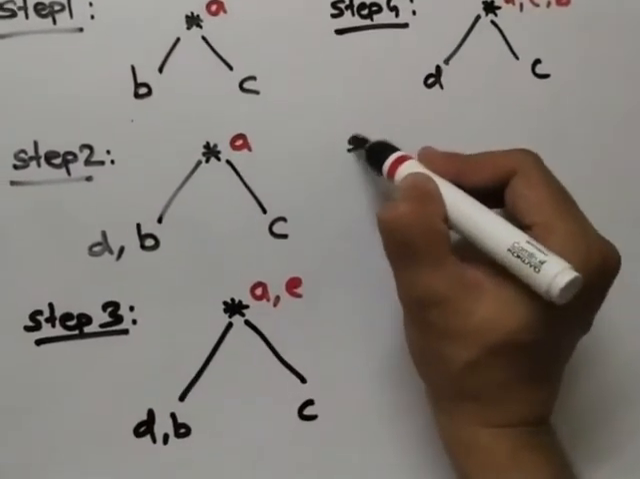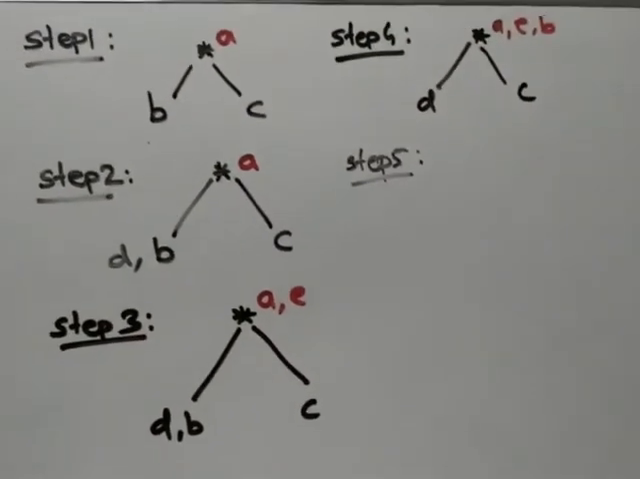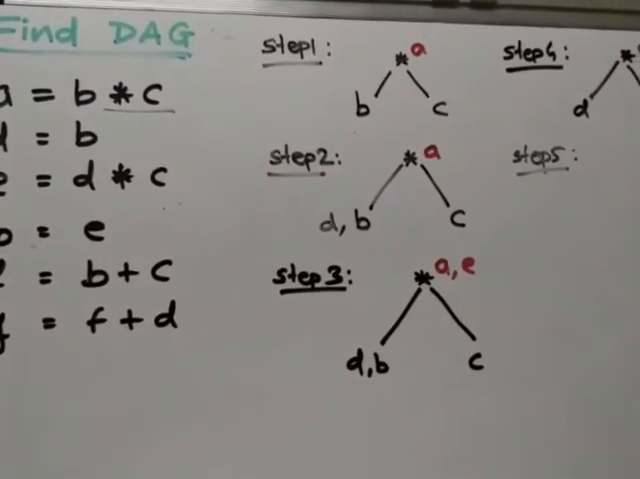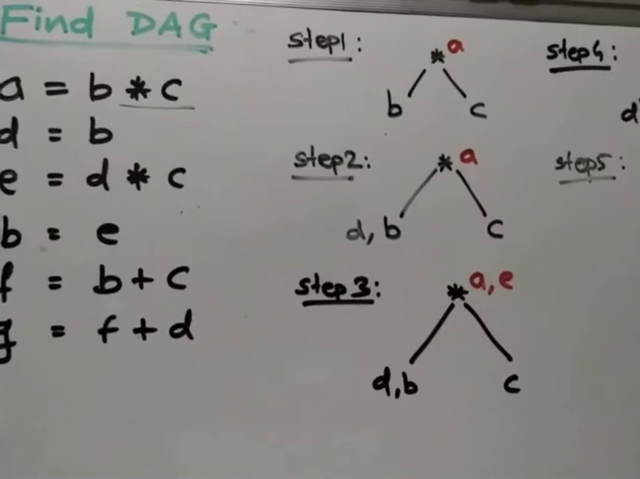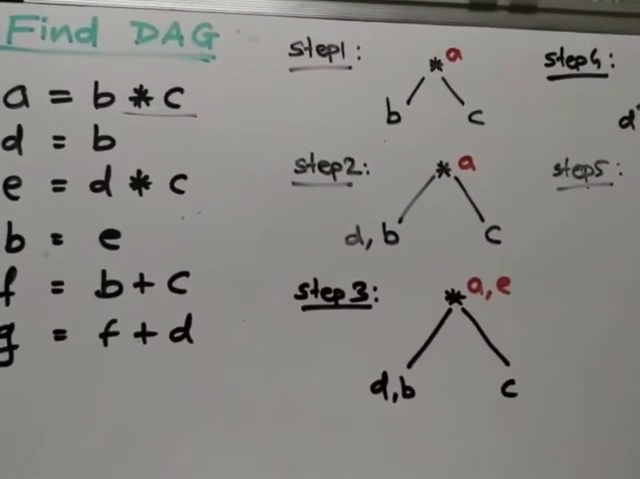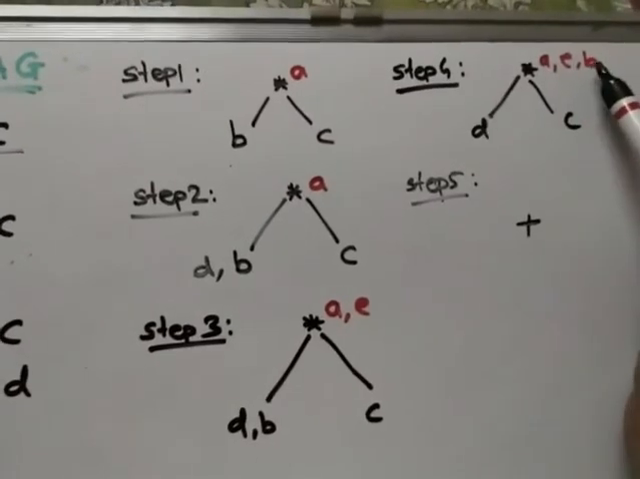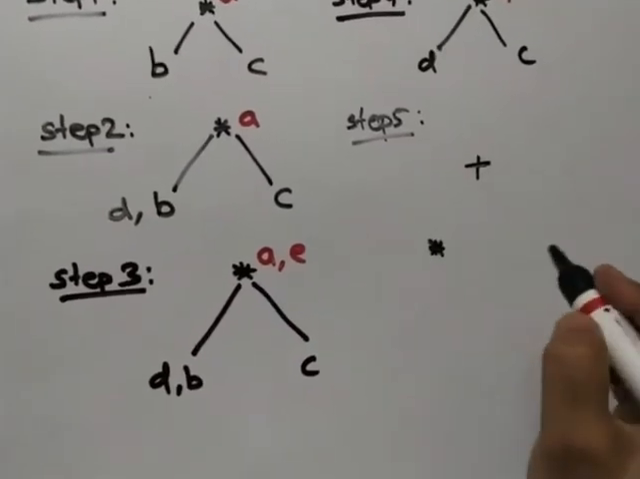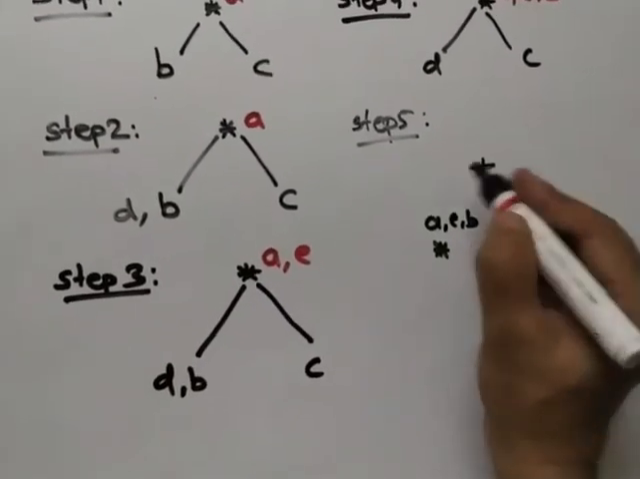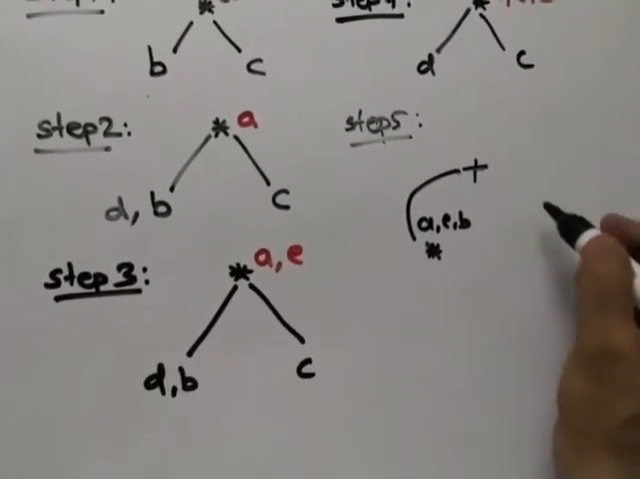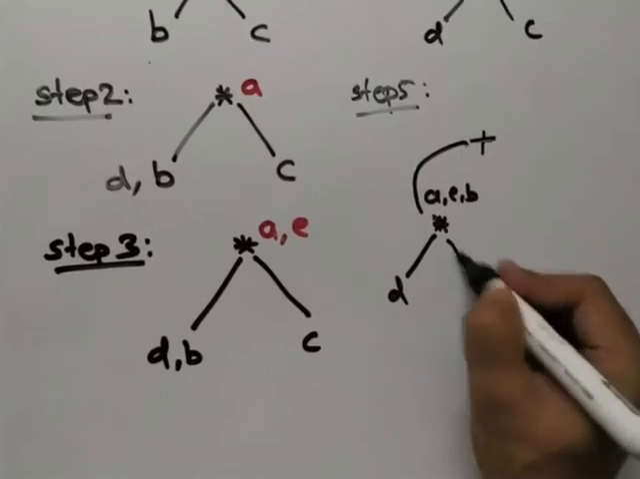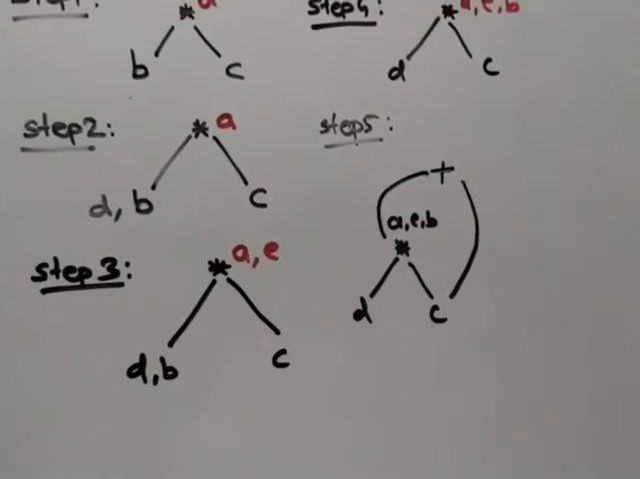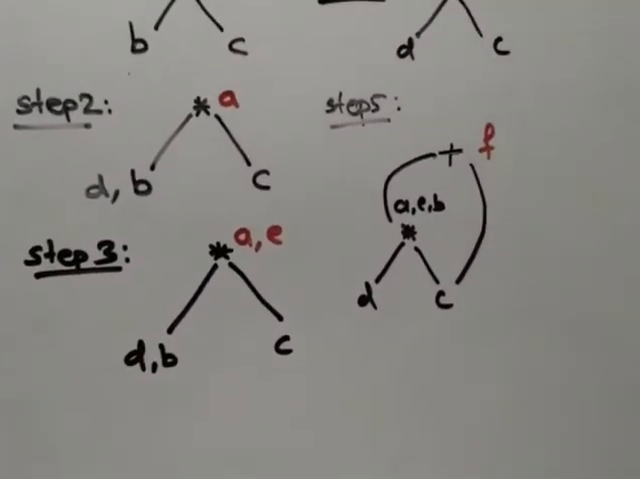Now in step 5, consider the fifth statement. What is the fifth statement? It is nothing but F equal to B plus C. So F has to be introduced. F is equal to B plus C. So what is B? B is over here. B plus C we have to perform. So I will simply draw like this: star A, E, B. So I will perform addition of this B with C. It will be D, it will be C, and both are added together, and the new node will be called F. So it will be the F node.